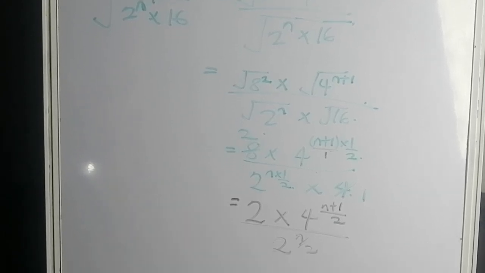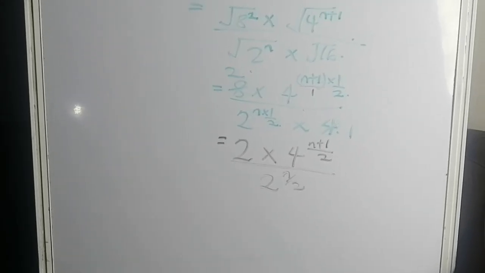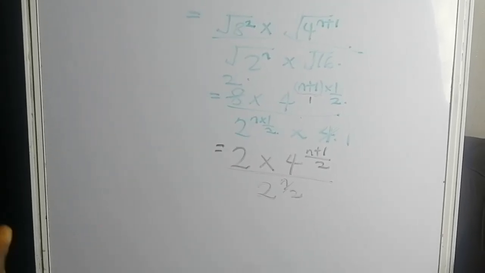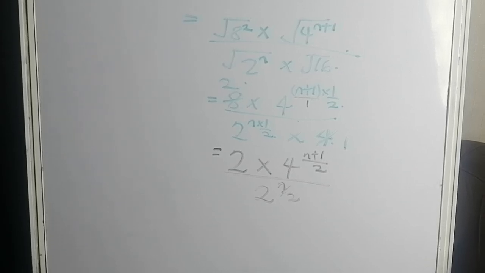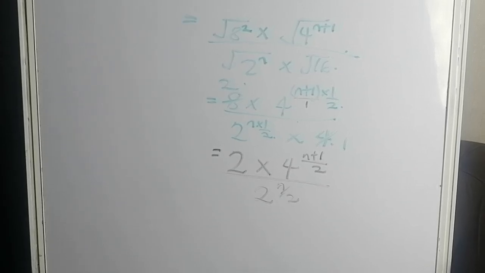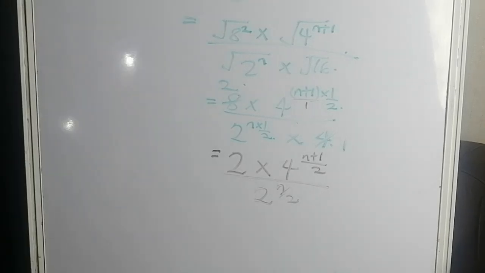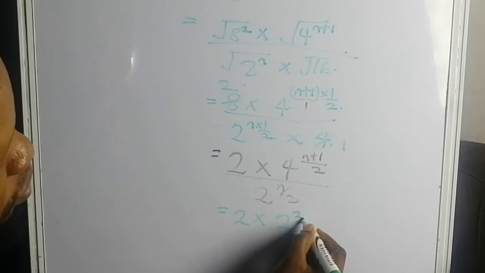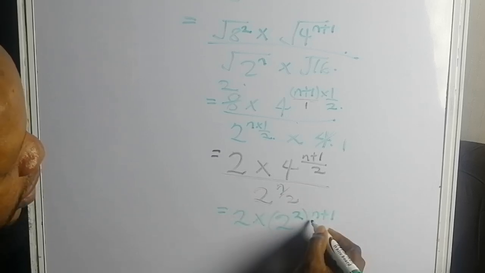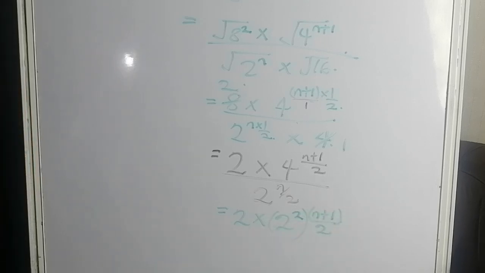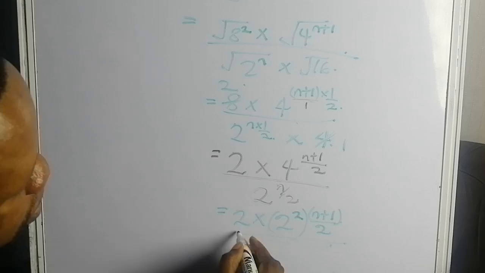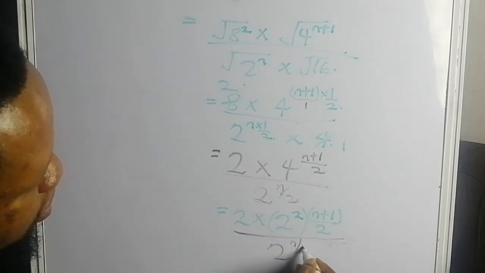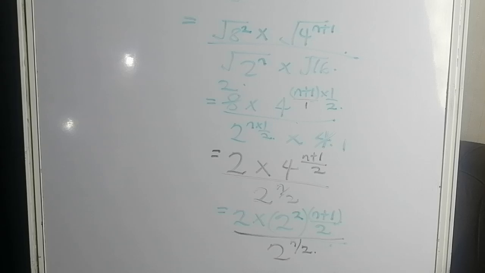By the time we do that, the next thing we will do is this: we have 4 raised to power n plus 1 all over 2. We can write 4 as 2 raised to power 2, which is still the same thing. So this is the same as 2 times 2 raised to power 2, all into n plus 1 over 2. Don't forget, it's still the same thing. 2 raised to power 2 is 4. Then you have 2 raised to power n over 2. It's as simple as that.